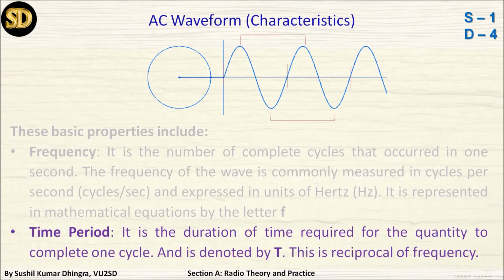Time period. It is the duration of time required for the quantity to complete one cycle, and it is denoted by the capital letter T. This is the reciprocal of the frequency, i.e. f is equal to 1 by T or T is equal to 1 by f. The difference is, frequency is the number of cycles completed in 1 second, and time period is the time taken to complete one period in time.